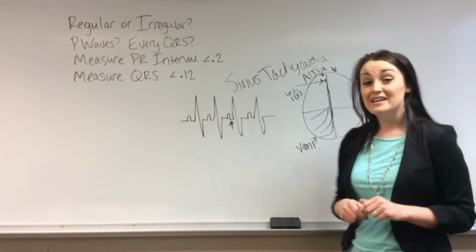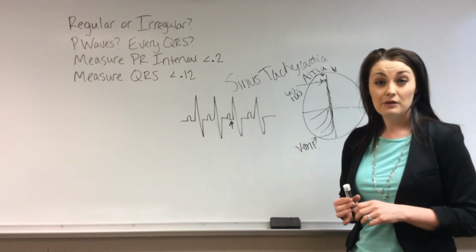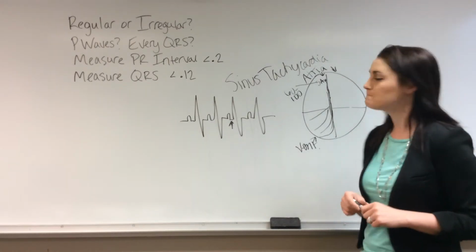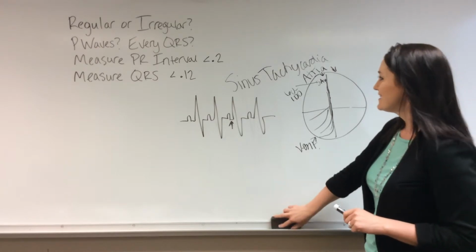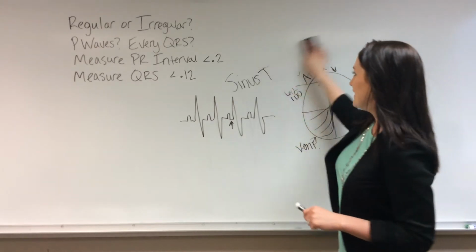A medication that we can give is a beta blocker too. That would also lower the heart rate. So those are the sinus rhythms.